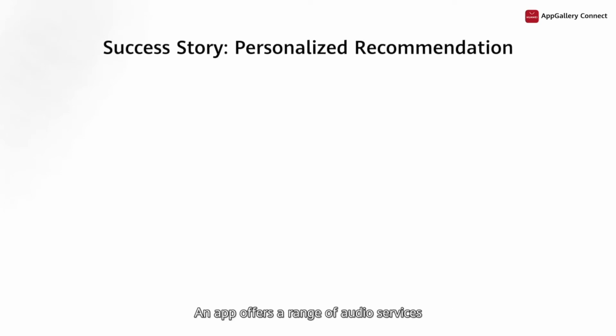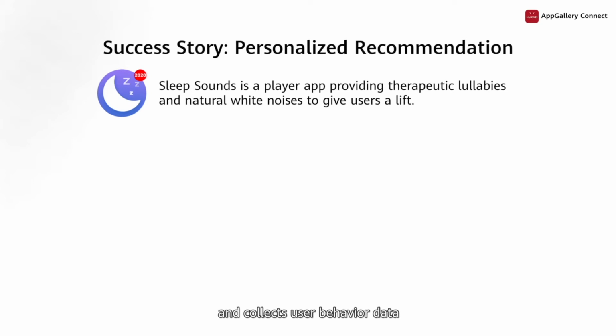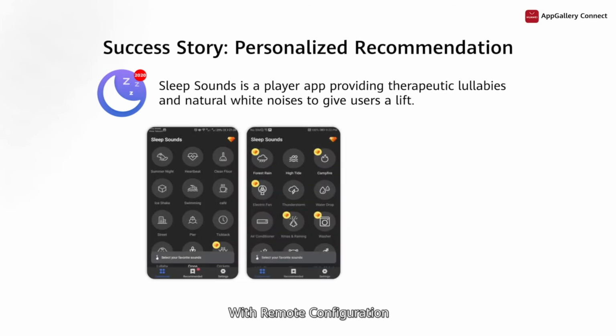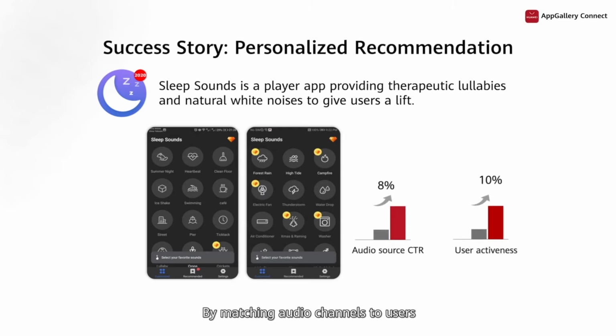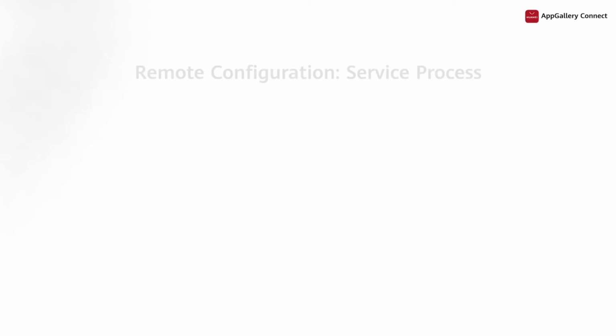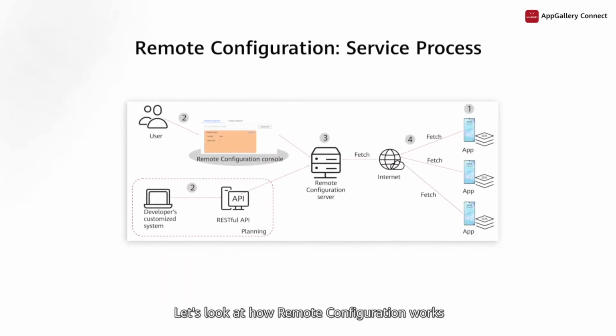Now let's look at a real-life case of using remote configuration. An app offers a range of audio services and collects user behavior data. Its developer wants to recommend different audio to users based on targeted parameters. With remote configuration, they managed to dynamically adjust from the home screen which audio is recommended to different users. By matching audio channels to users, the developer was able to increase the click-through rate by 8% and increase user activeness by 10%.